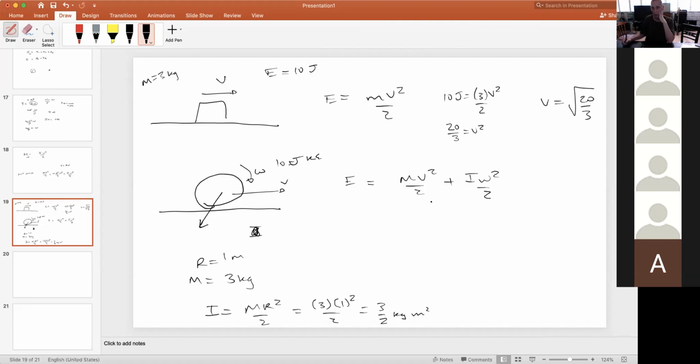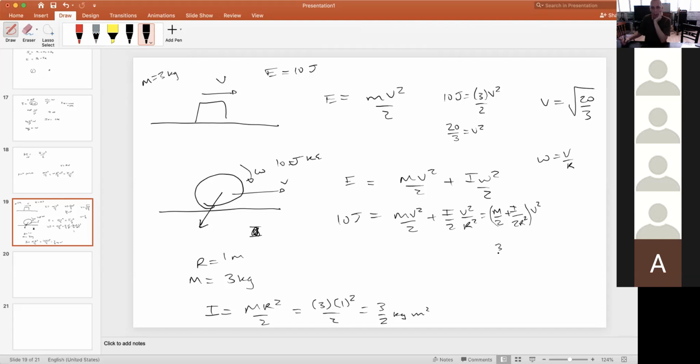Now this one, I would have mv squared over 2. I need to convert this into v's. So I know that I times one half omega squared, and omega is v over r, since r omega is v. So this is v squared over r squared. And so what I get here is m over 2 plus I over 2r squared, times v squared, is 10 joules.